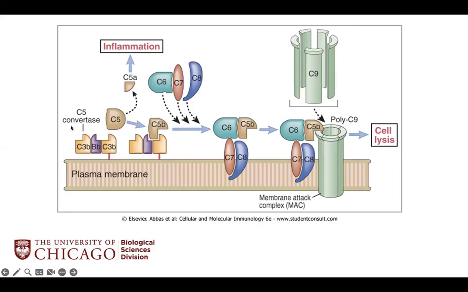You have your C5 convertase making C5 into C5b. Once you have C5b, it binds to C6, C7, and C8. This punches into the cell, and then you get poly C9s. So you get several C9s, and each one of these punches a hole. This is the membrane attack complex.